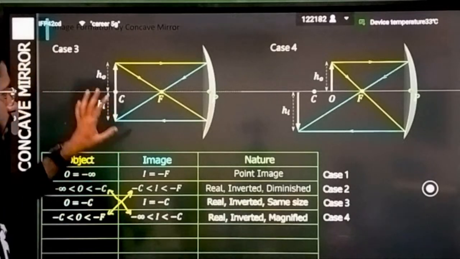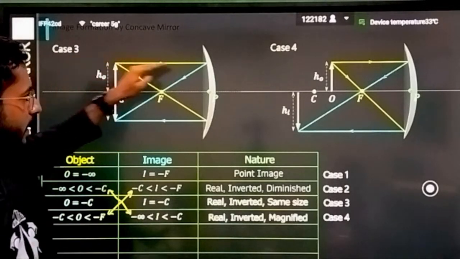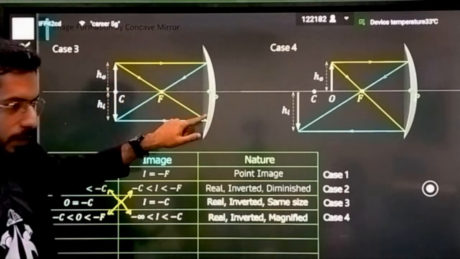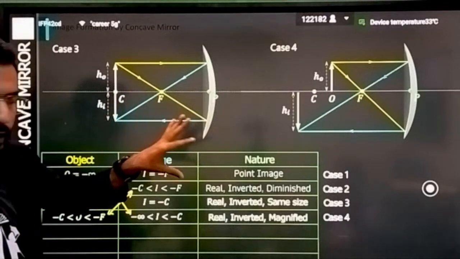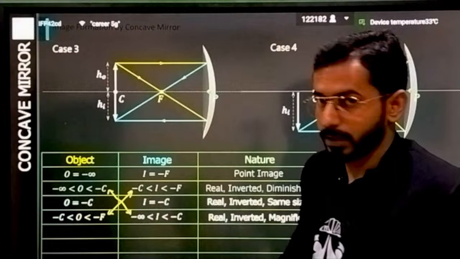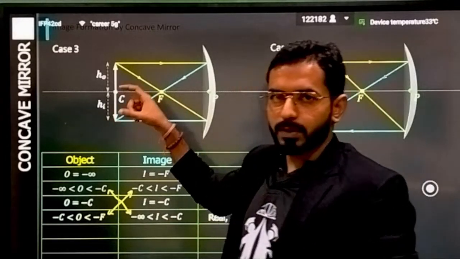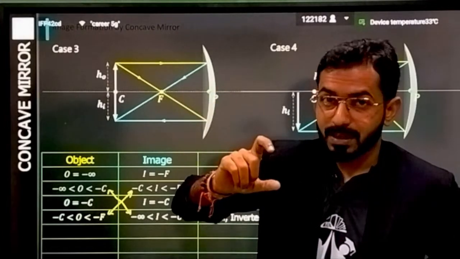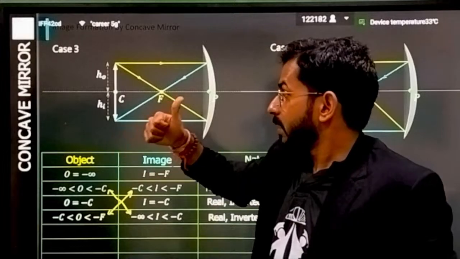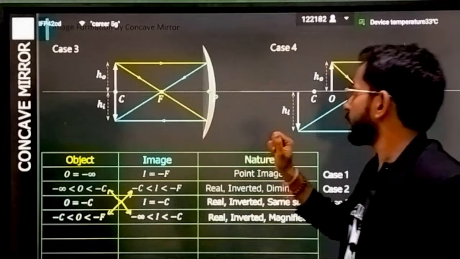Clear? Next position, when you are keeping the object at the center of curvature only, take a ray passing parallel and make it pass through the focus, and take another ray passing through the focus and make it parallel. When you draw the ray diagram accurately, it converges at the same point where the object is kept. That is called the center of curvature. Many students will remember this property: if the object is kept at the center of curvature, the image will also form at the center of curvature. What about the nature? Nature is real, on the same side. It is inverted and it will be the same size. This time it is called same size. Come to the next case.